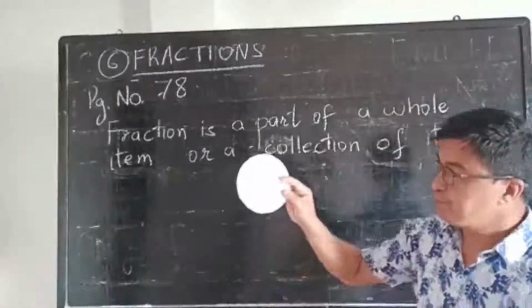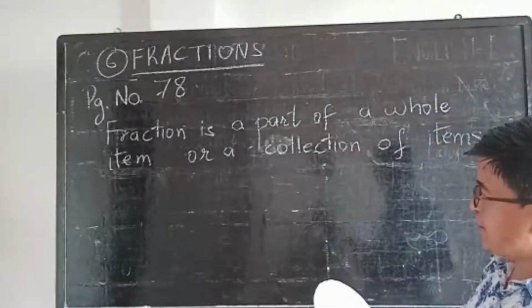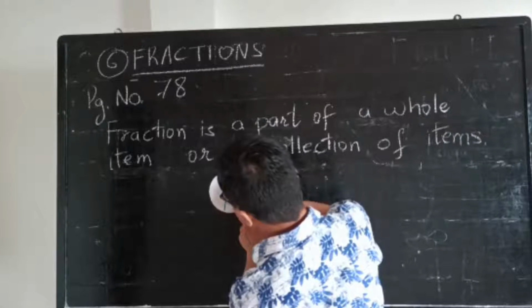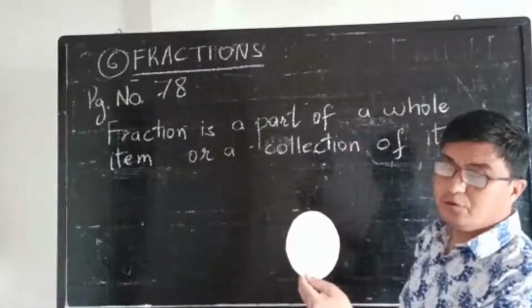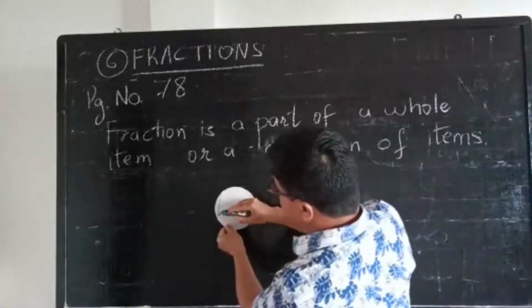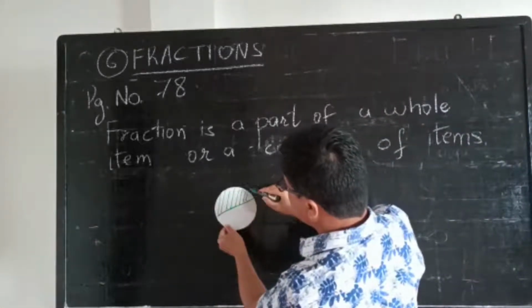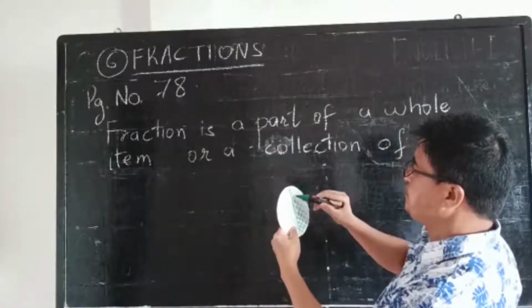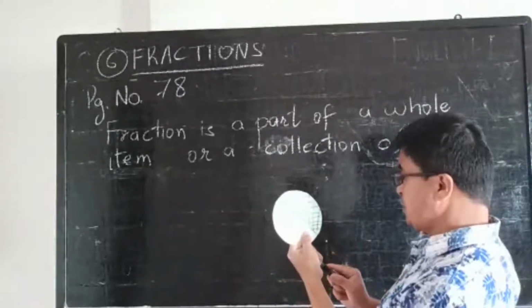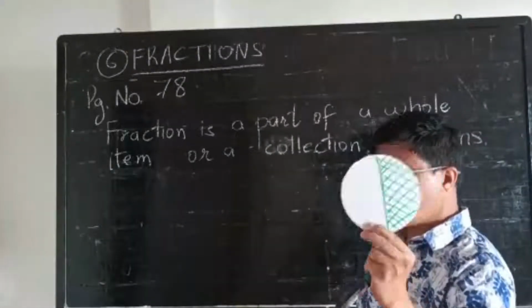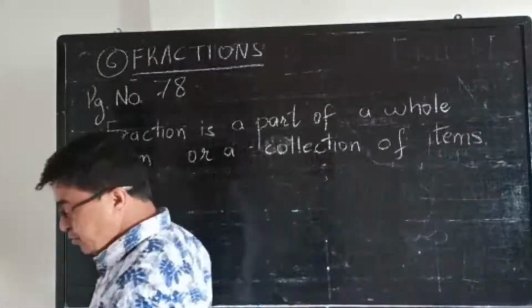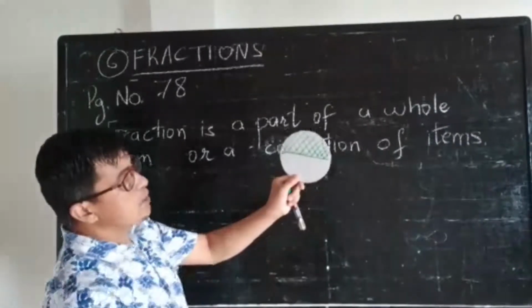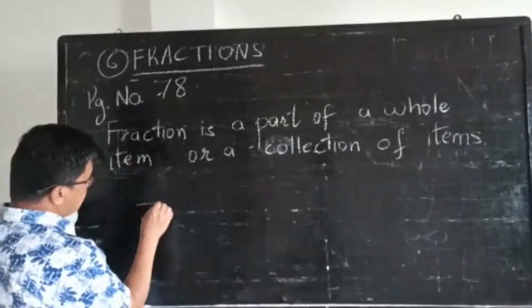Here you can see a circle. This circle I divide into two parts. Then one part I'll shade. One part of the circle I've shaded. Now, altogether how many parts are there? Two parts I've made into half. Out of these two parts, how many parts are shaded? One. The whole is 2.